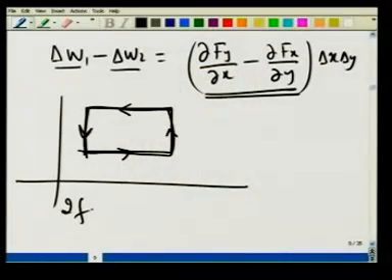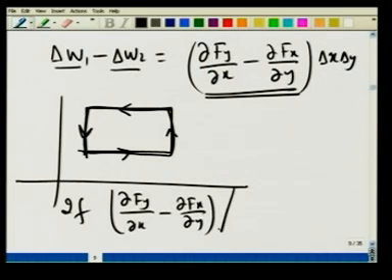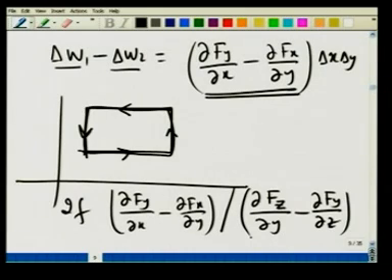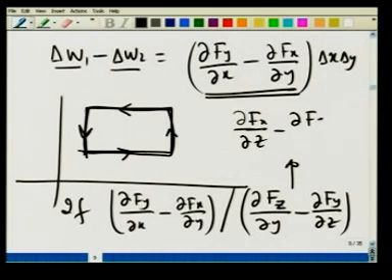I can give similar arguments for other dimensions, movement along the plane of y z or movement along the plane of x z, and I find in general that if the partial of f y with respect to x minus the partial of f x with respect to y, or the partial of f z with respect to y minus the partial of f y with respect to z, or let me write it here, the partial of f x with respect to z minus the partial of f z with respect to x, if any one of these is non-zero, you have a non-conservative force. If these are all 0, you have a conservative force.